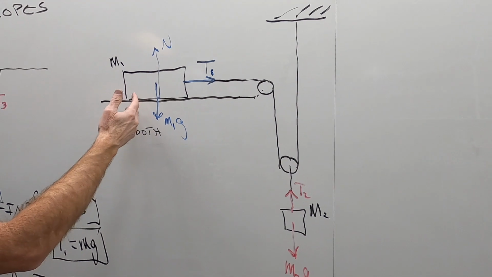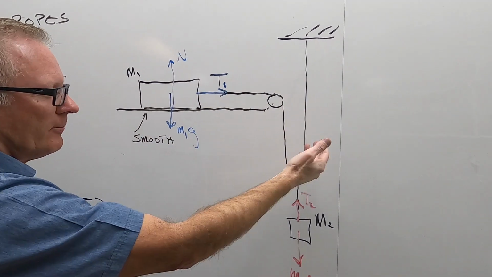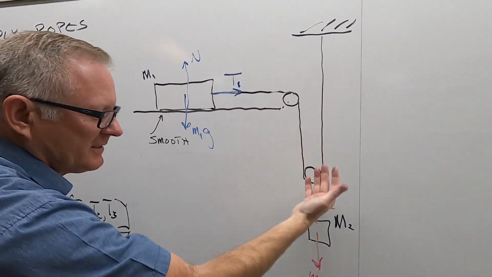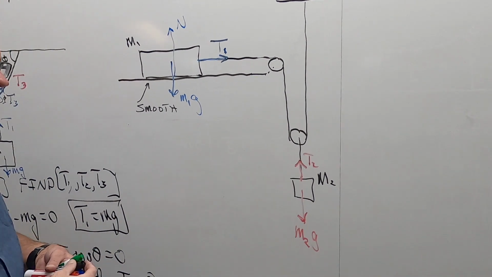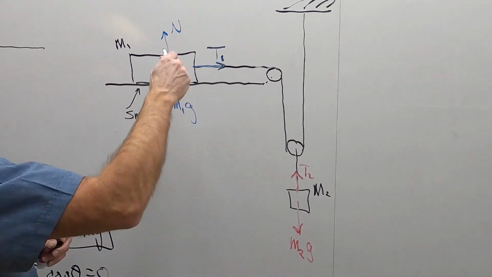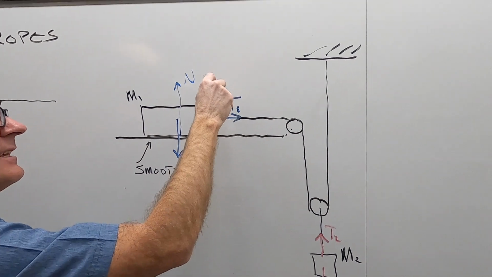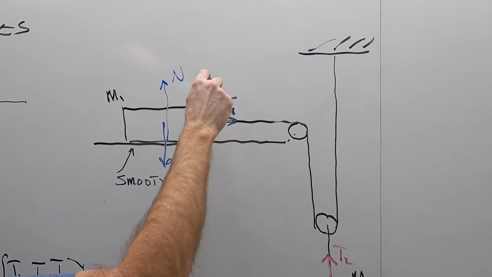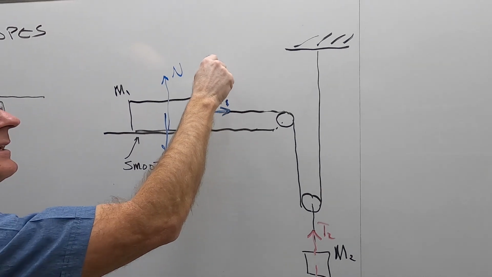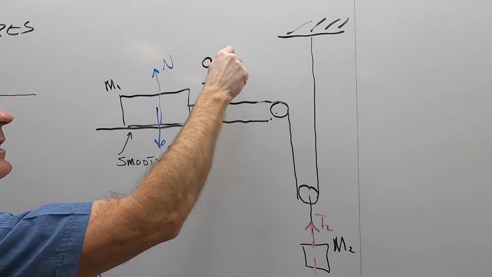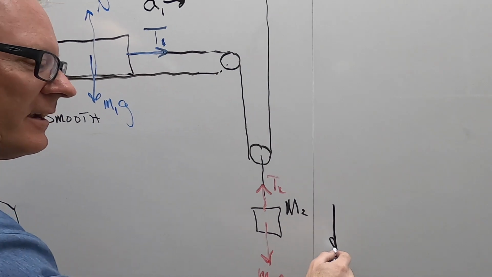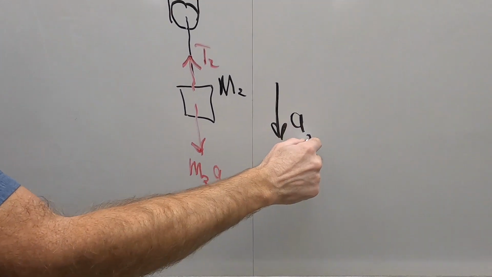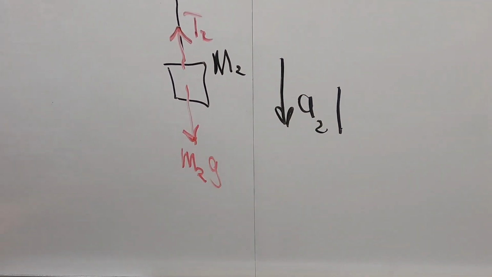Now, since this has no friction, this thing is just going to move. This is going to accelerate here, and this is going to accelerate downward right here. So this one's going to accelerate, and I don't know if they're going to accelerate at the same rate because they're not tied together right here. So we'll call this one accelerating at A1 that way. Over here, we'll call this accelerating down at A2.